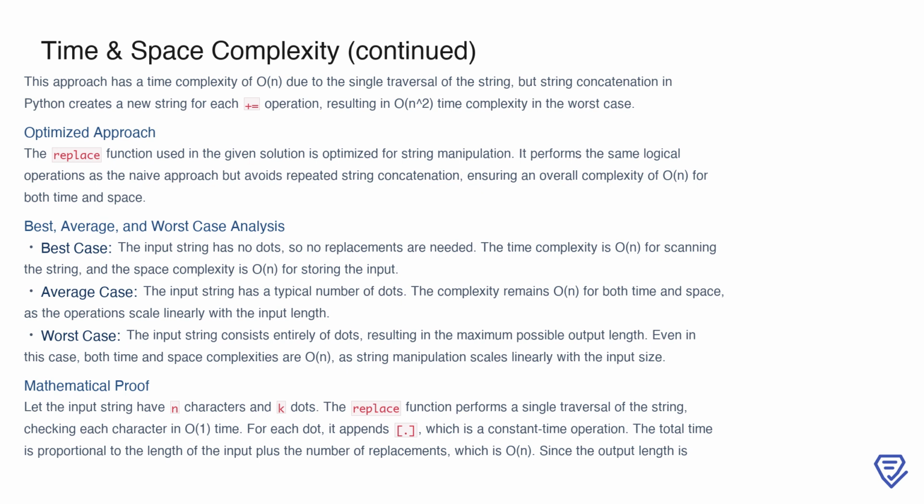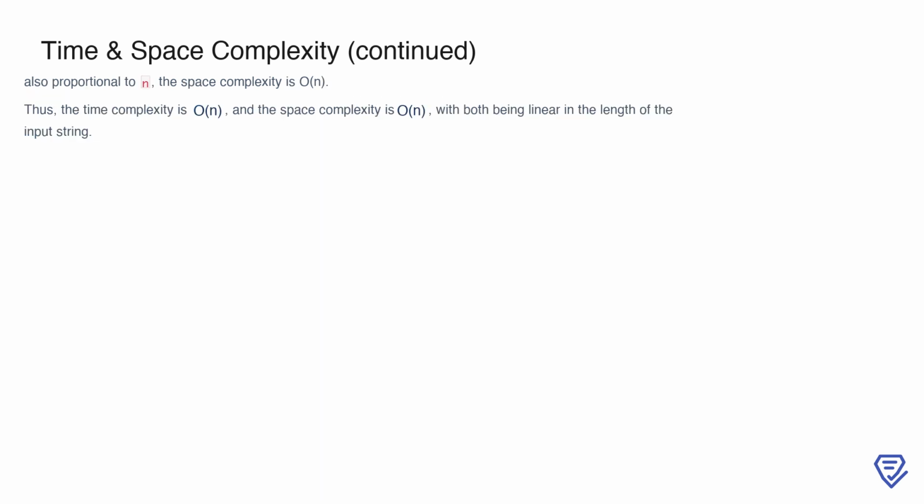In the average case, with a typical number of dots, the time and space complexities remain O(n), because the operations scale linearly with the input size. Even in the worst-case scenario, where the input consists entirely of dots, the complexities still remain linear, as both the scanning and string manipulation processes scale directly with the input length. Finally, we can confirm these conclusions with a mathematical breakdown.